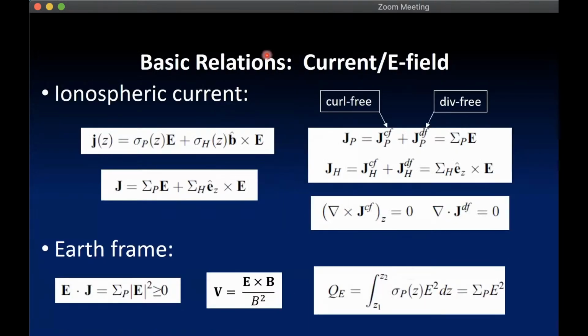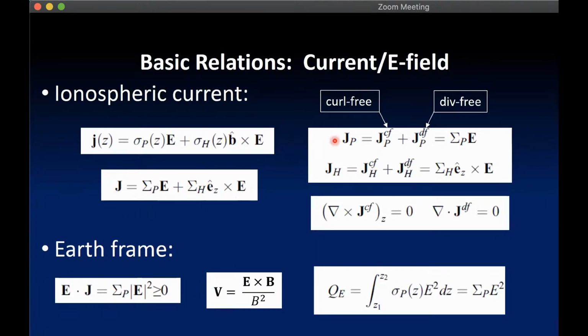So that's the gist of the Poynting flux, but the other thing that you want to be aware of is some basic relations for the current and the electric field. The ionospheric current density is described in terms of the Pedersen conductivity, written as a function of altitude, times the electric field, and the Hall conductivity times B hat cross E, or R hat is the way it's often written. In any case, this is at right angles to that. And then you can do the height integral of that to get the height integrated current density in terms of the electric field and the Pedersen and Hall conductivities. These are the height integrated conductivities.